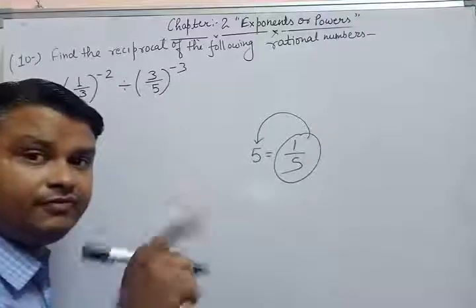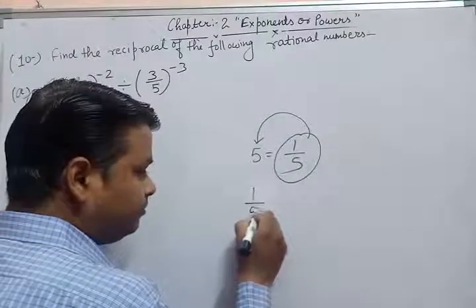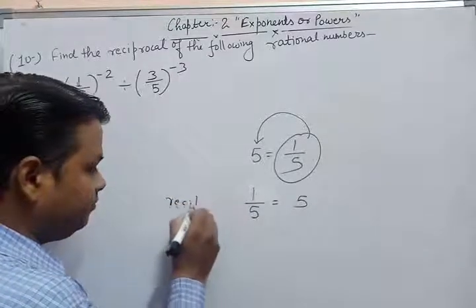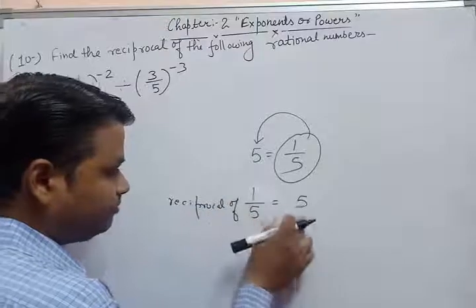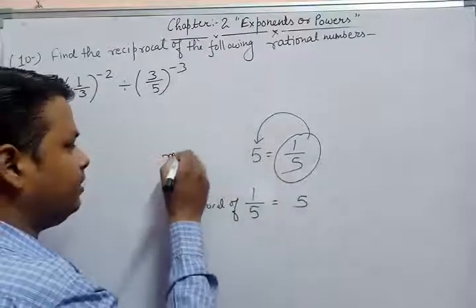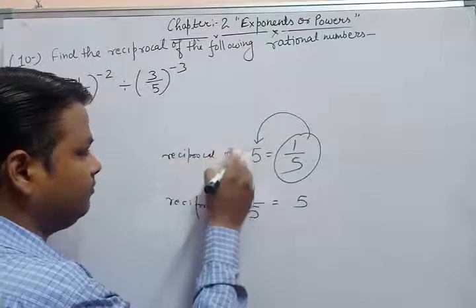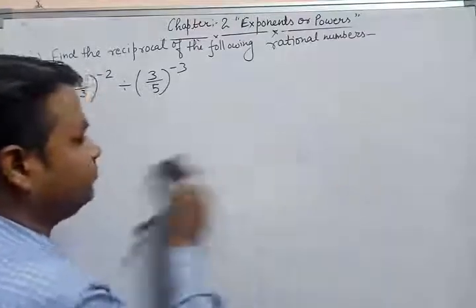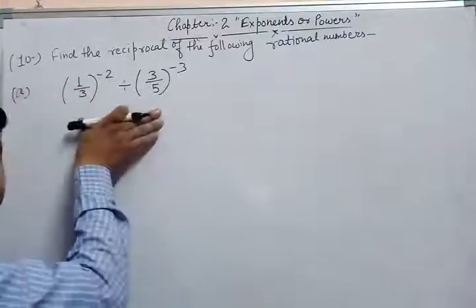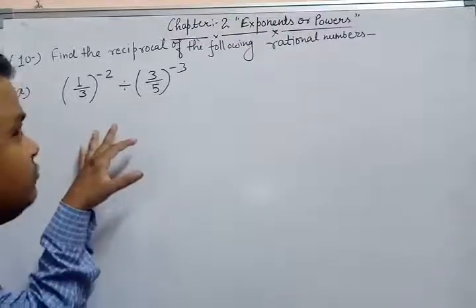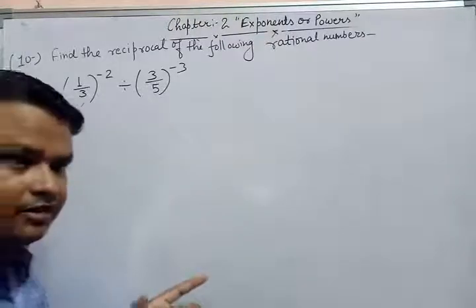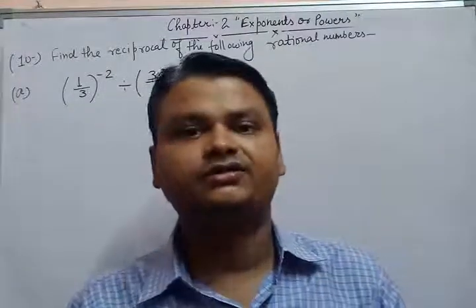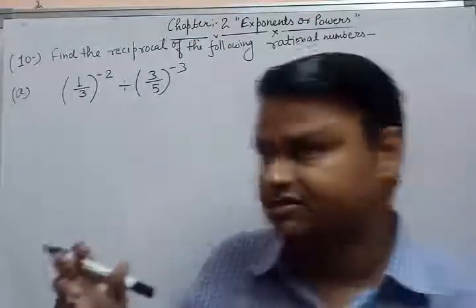And what is the reciprocal of 1 upon 5? The reciprocal of 1 upon 5 is equal to 5, and the reciprocal of 5 is equal to 1 upon 5. So students, we have to find the reciprocal. It means first of all you have to solve this question. After that, when you get the answer, then write the reciprocal of the answer, and this is the final answer. Okay students, so let's start now.